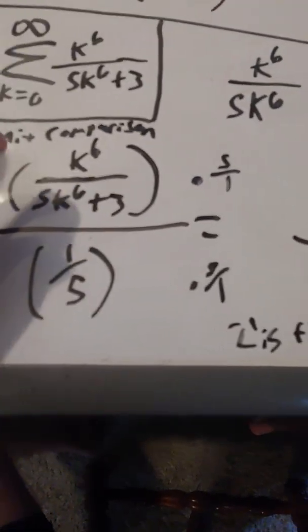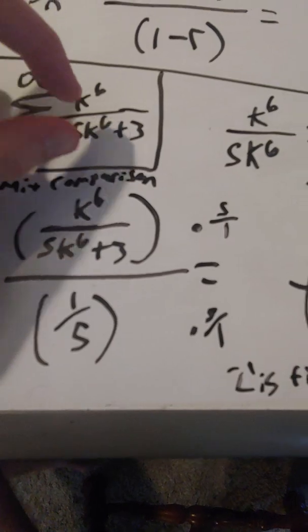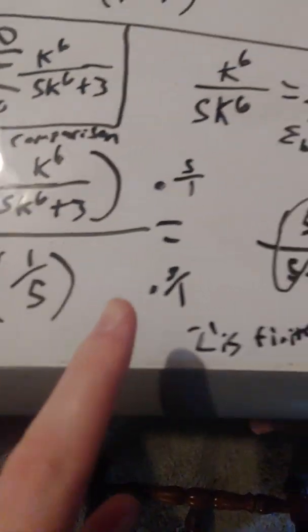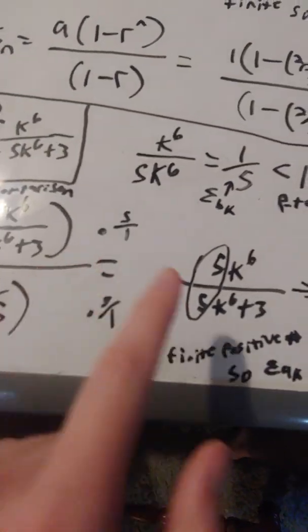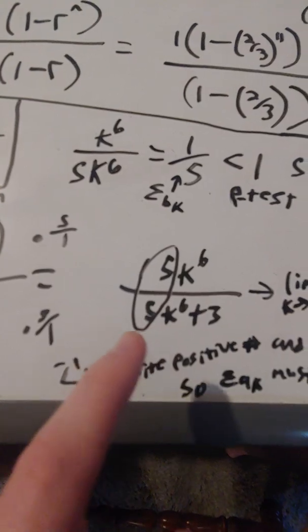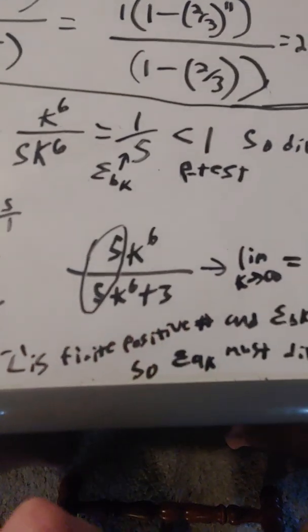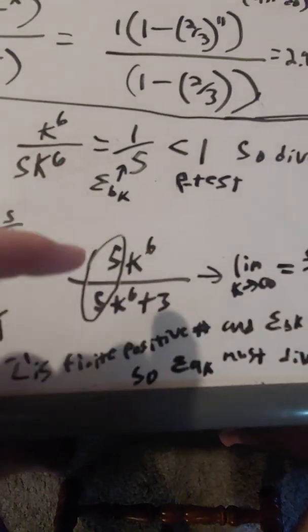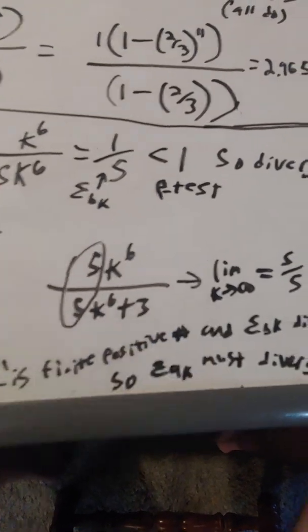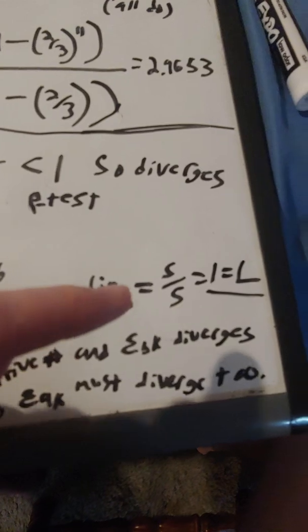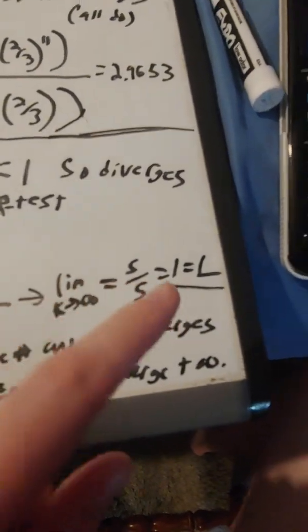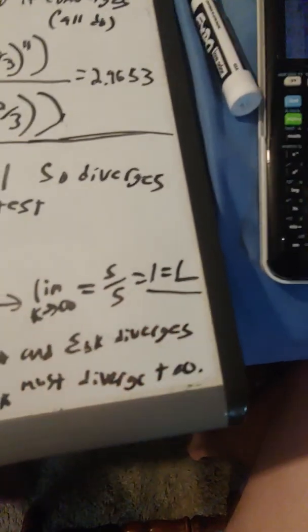Next, we plug in our original values up here, our original problem, over what we got over here. You flip the denominator and multiply, and you get 5k to the 6 over 5k to the 6 plus 3. You use these first coefficients, and you get the limit as k approaches infinity is equal to 5 over 5, which equals 1. So L is equal to 1.